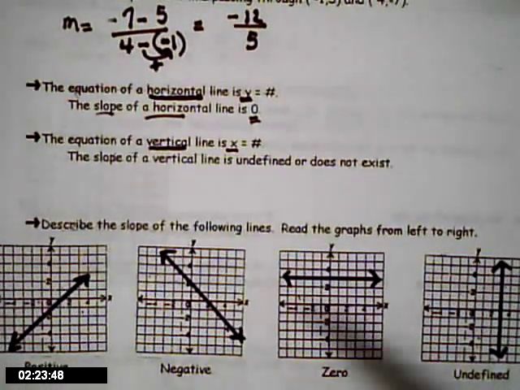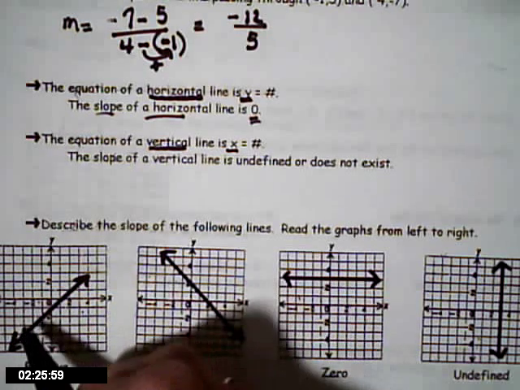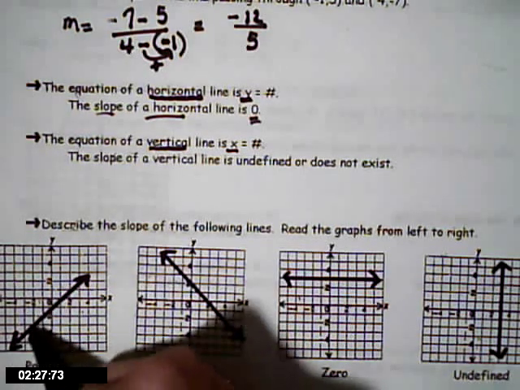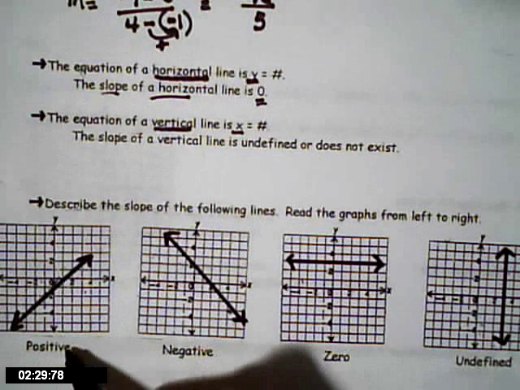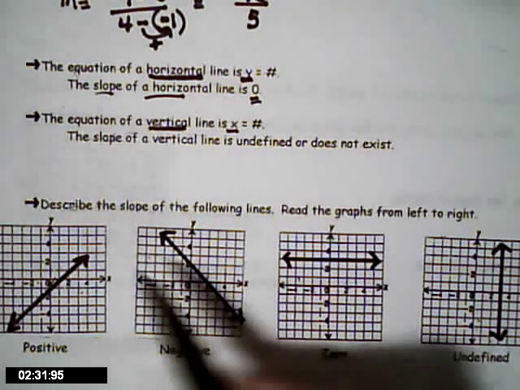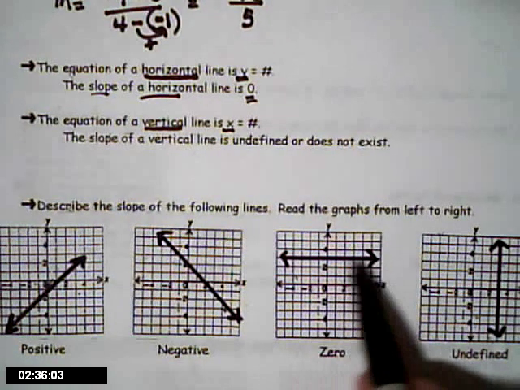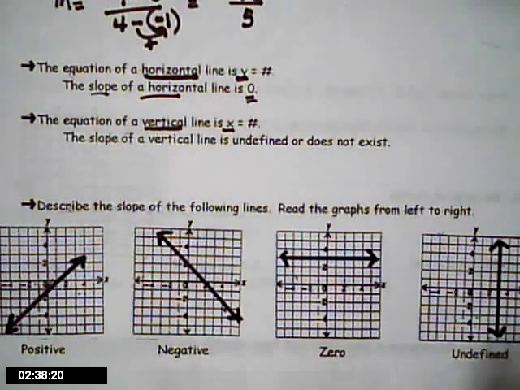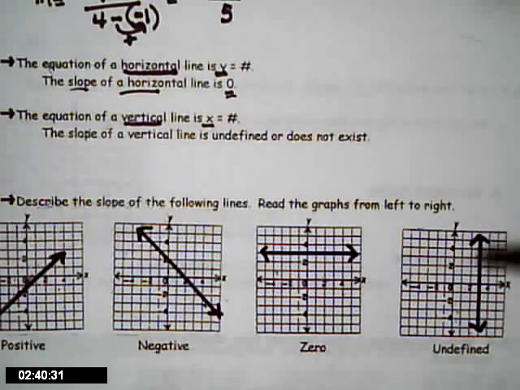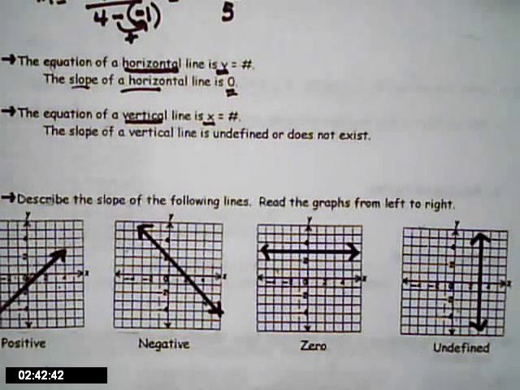4 little graphs for us to remember. You read a graph from left to right. If you see a graph with a line moving upward, then the slope is positive. If the line is moving downward, the slope is negative. If you have a horizontal line, remember, the slope is 0. If you have a vertical line, the slope is undefined.